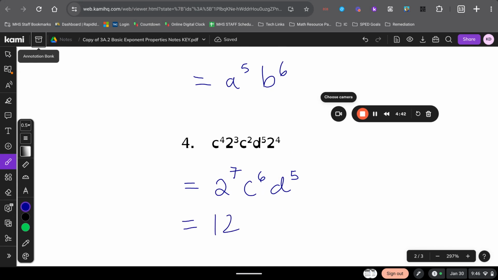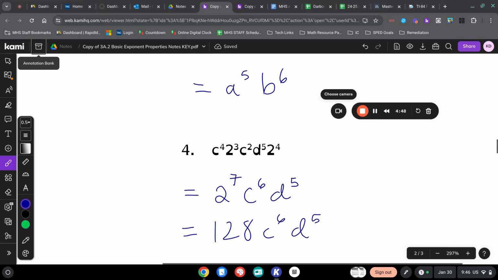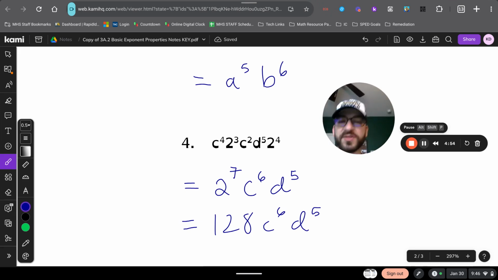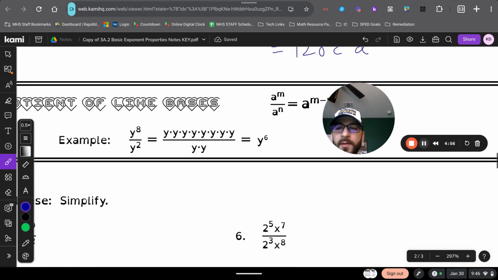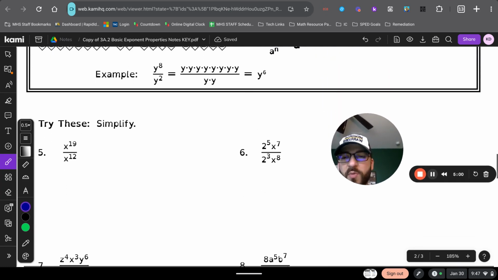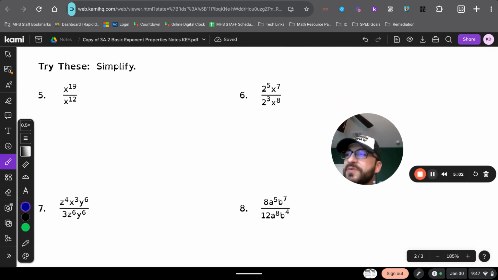So that would give us 128 c to the 6th, d to the 5th. All right, let's explore another property. This is our very first one, called our quotient property of like bases. When I talk about a quotient, product has to do with multiplying, quotients has to do with dividing.